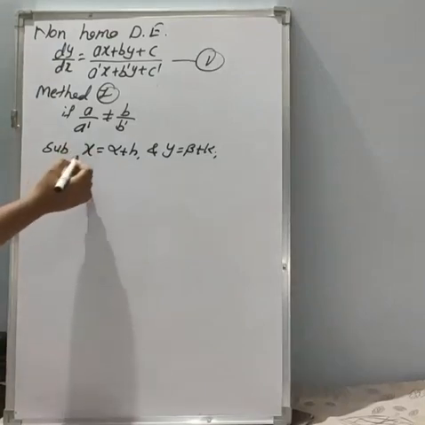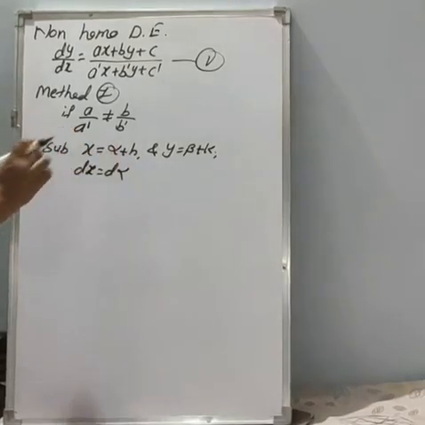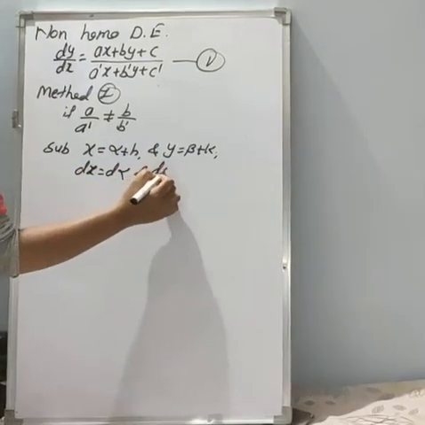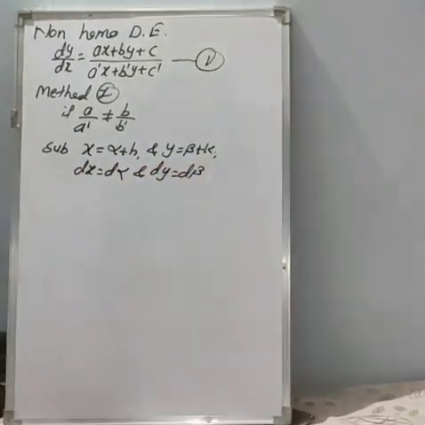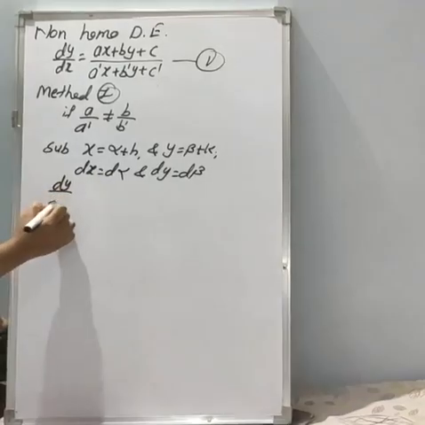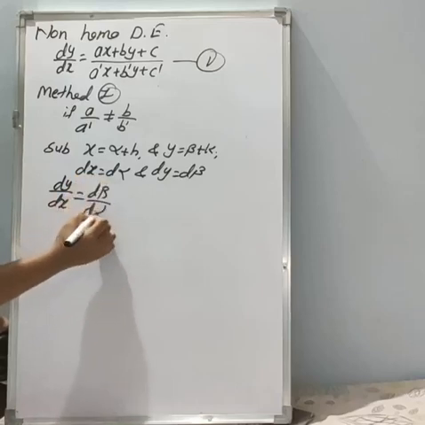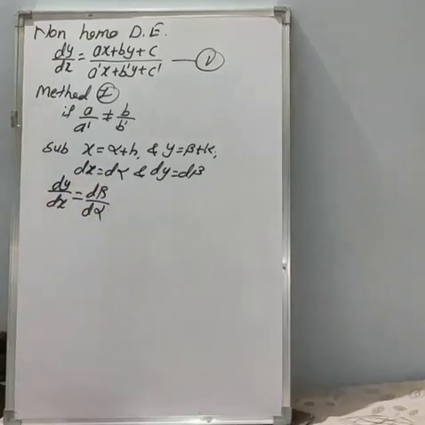Now differentiate this. Then here we will get dx is equal to d alpha, because h is the constant, and here we will get dy is equal to d beta. Differentiate this with respect to x, with respect to y, no, okay, particular differentiation. Here with respect to x, here with respect to alpha. So dx is equal to d alpha, dy is equal to d beta. Then you will get dy by dx is equal to, what is the value of dy? D beta divided by dx value is d alpha. Dy by dx is equal to d beta by d alpha.